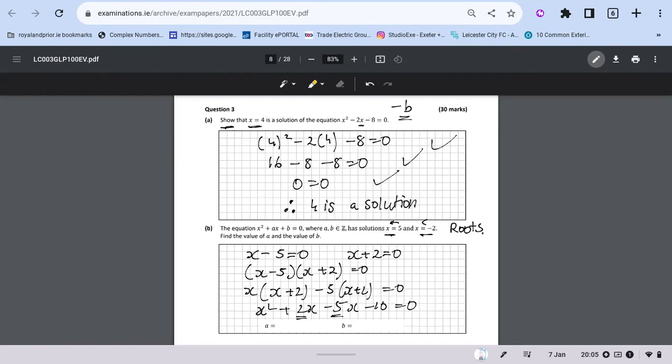And these things tidy up, so what do we get? X squared minus 3x minus 10 is equal to 0. And if you look at the question, it says find the value of a and b. A is what's in front of the x, which is 2, and b is the number at the end, which is minus 10.